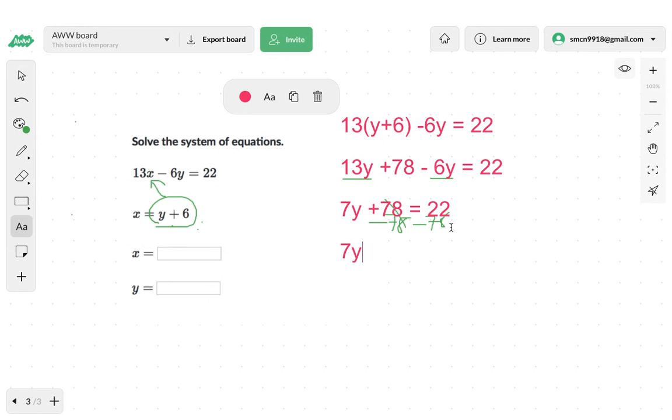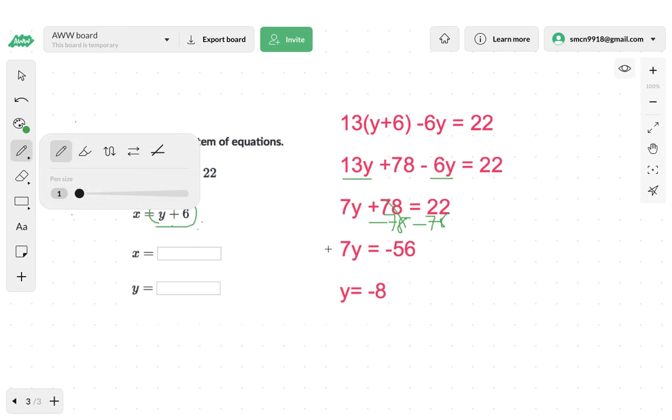I'm left with 7y equals 22 minus 78 will give you a negative 56 when you put that in the calculator. Next step is you're going to divide by 7 on both sides. 7 equals negative 8. So I just want to show you that step just in case you're dividing, because these are attached by multiplication. Okay, so we know that y equals negative 8.